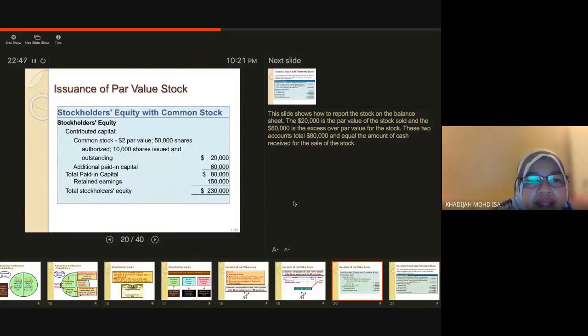Alright. So you see that, issuance of par value stock, you nampak dia akan tunjuk, common stock is $2 par value, 50,000 shares authorized, 10,000 issued and outstanding. So how much are the shares issued? It is 10,000 shares, $2 par value kan? That's how you get 20,000. But the additional paid is the 60,000. So total paid in capital 80,000. Yeah. And then you have a retained earning of 150,000. So total equity is 230,000. 250,000. So you nampak you have to show that par value and the share premium separately.